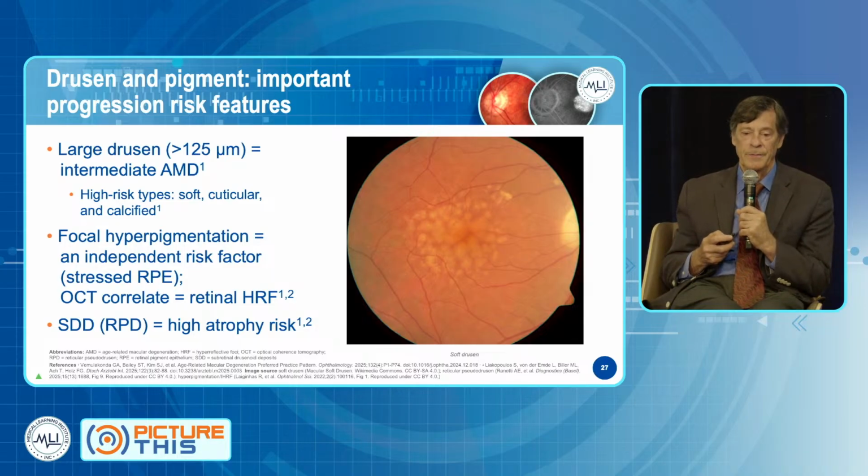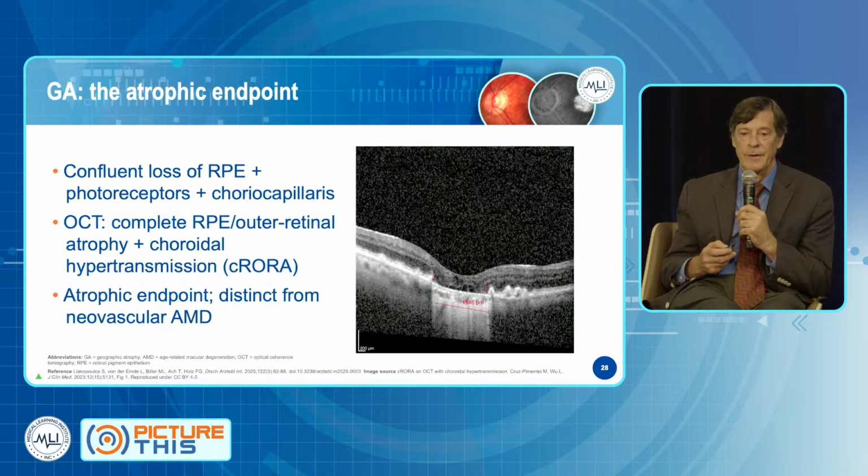to atrophy. The other thing we look for are subretinal drusenoid deposits, and you may know those as reticular pseudodrusen. The current terminology is subretinal drusenoid deposits, but that also puts the patient at a high risk for progression.